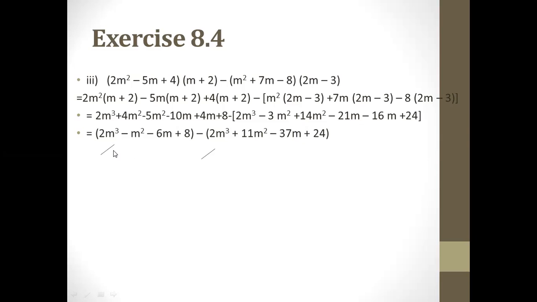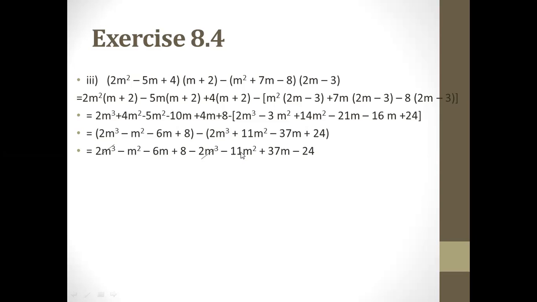Now we open the bracket, 2m cube as it is, minus m square as it is, minus 6m as it is, plus 8 as it is, minus 2m cube, and outside minus, so it will change the inner sign, minus 11m square plus 37m minus 24, like this. Now 2m cube and minus 2m cube, same variable, same coefficient with opposite sign, so 2 minus 2 is 0, so they will cancel with each other.